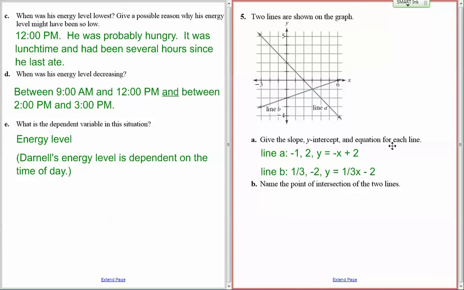Line B has got a slope of 1/3, meaning it goes up 1 over 1, 2, 3, up 1 over 1, 2, 3. It's got a y-intercept of -2. There it is right there. So written in slope-intercept form, its equation would be y equals 1/3 x minus 2. All right, and the point of intersection is going to be right here, which is (3, -1).